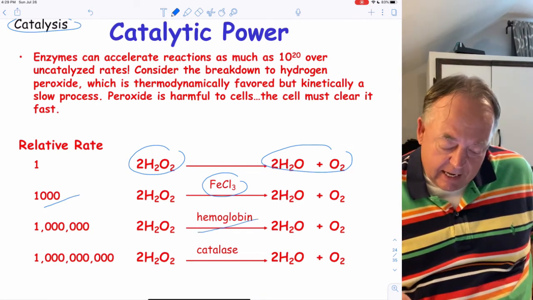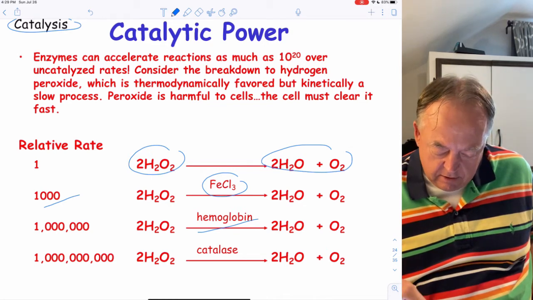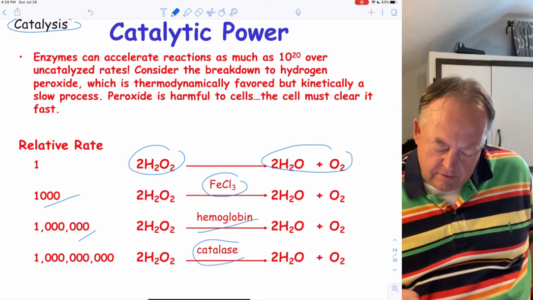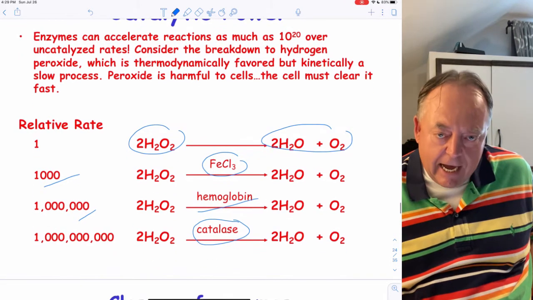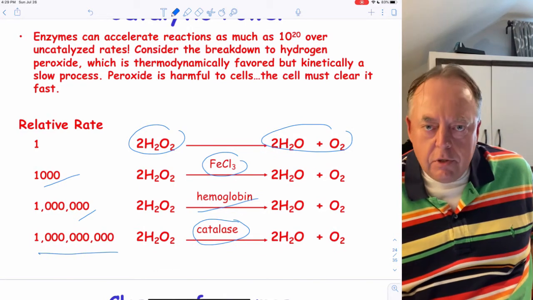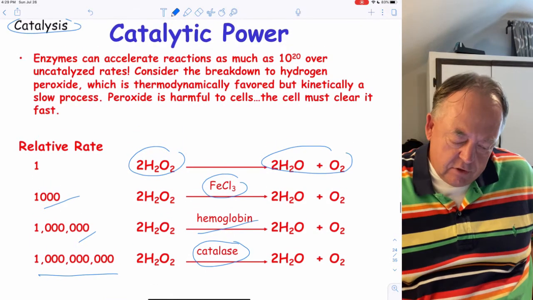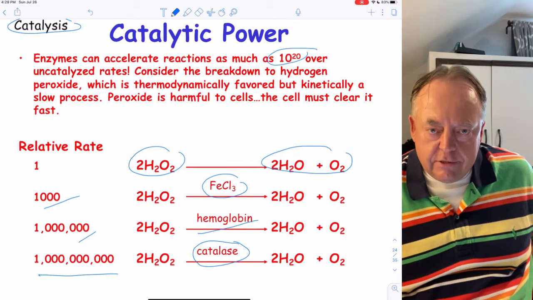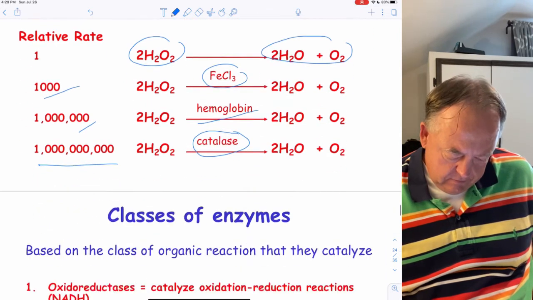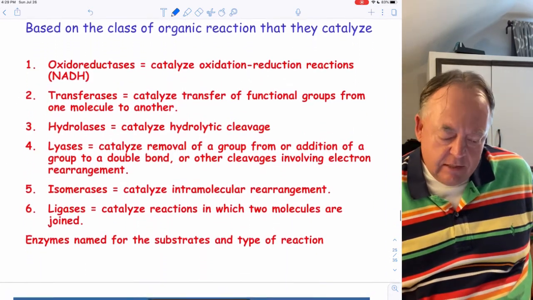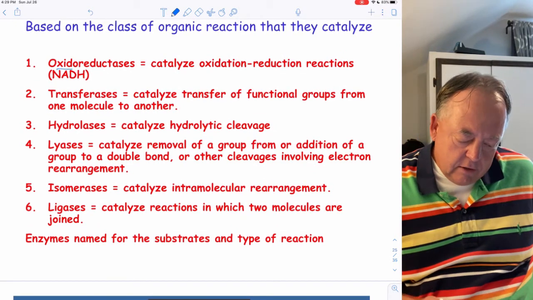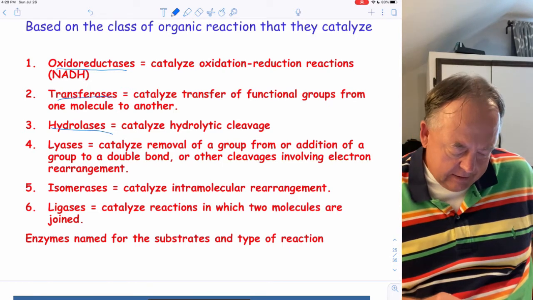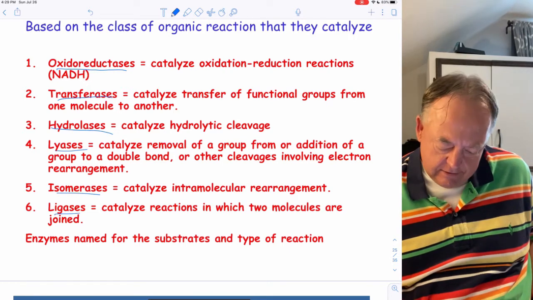Hemoglobin can catalyze this reaction, so then it's about 1,000,000 times faster. Or the biological systems have this enzyme called catalase, which can make that reaction 1,000,000 times faster. So enzymes can accelerate reactions as much as 10 to the 20 power over uncatalyzed reaction rates. There's many different classes of enzymes, what are known as oxidoreductases, transferases, hydrolases, and the next slide shows some examples of that: lyases, isomerases, and ligases.